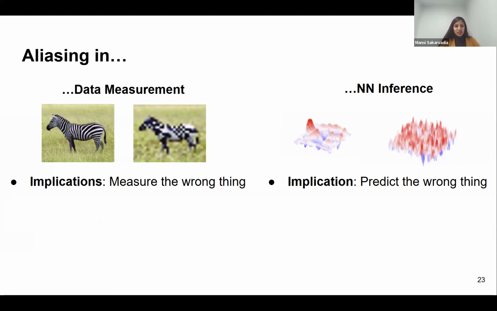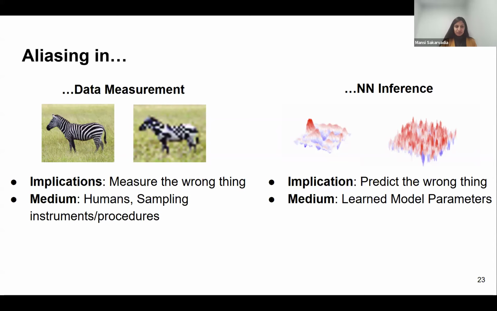The first is the implication. If you incorrectly measure your data and you suspect aliasing, it means that you might have measured the wrong thing. So you're measuring maybe something that looks like spots instead of stripes. In neural network inference, humans are no longer interacting with the system, and instead the model may be predicting the wrong thing. It may be predicting the presence of energy in frequencies where there indeed is no energy.